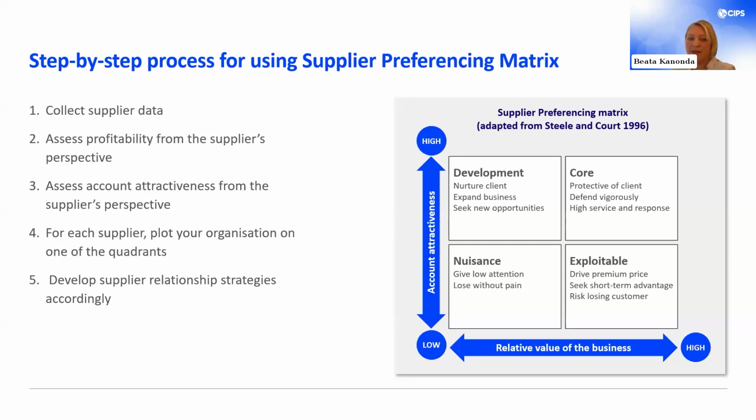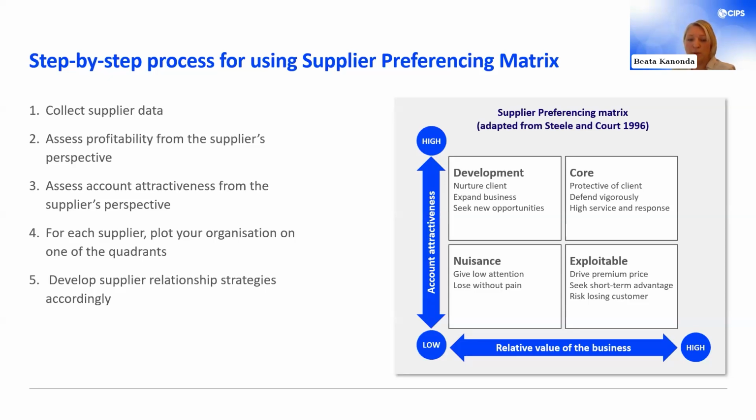Then you assess the account attractiveness from the supplier's perspective. For each supplier, assess how attractive your company is to do business with by considering strategic alignment, potential for future growth, or any other benefits you may bring, like reputation, open doors to other businesses, or market intelligence that you could provide. Ask yourself questions like: are the margins the supplier can achieve attractive? What are your payment terms like? Are you a reliable payer? How easy are you to deal with?